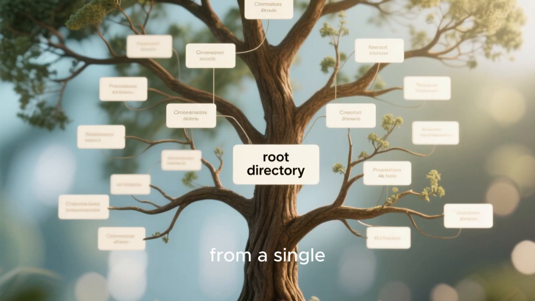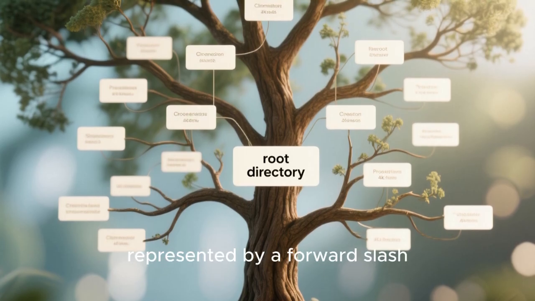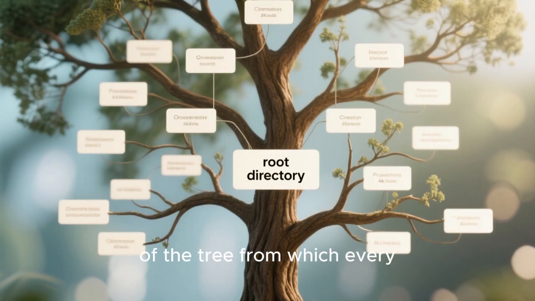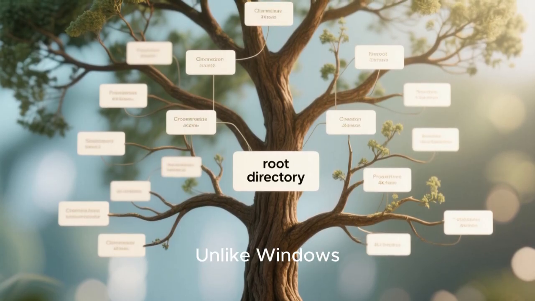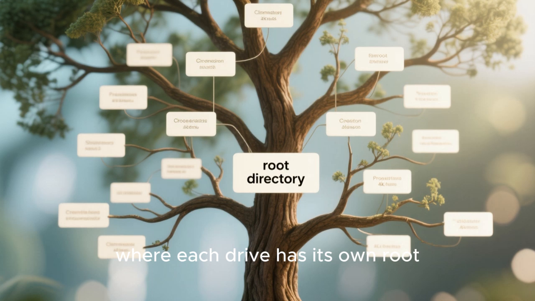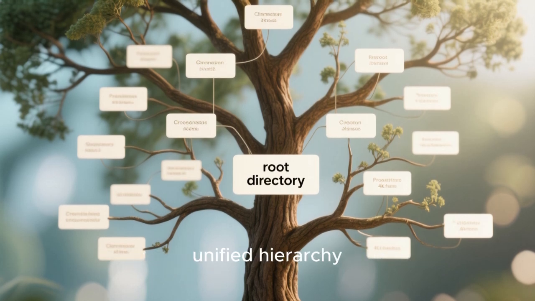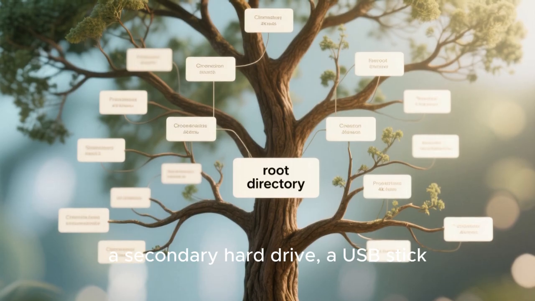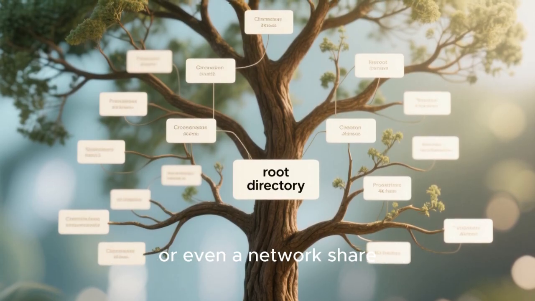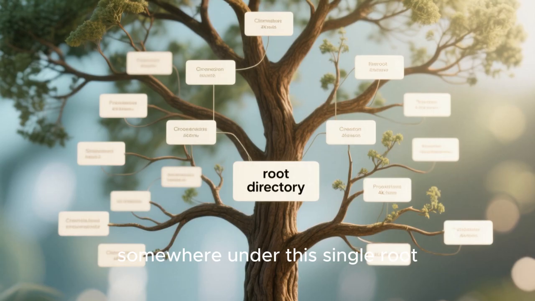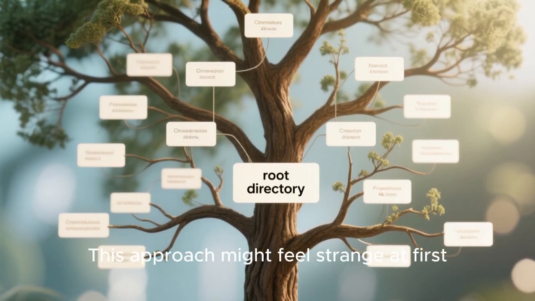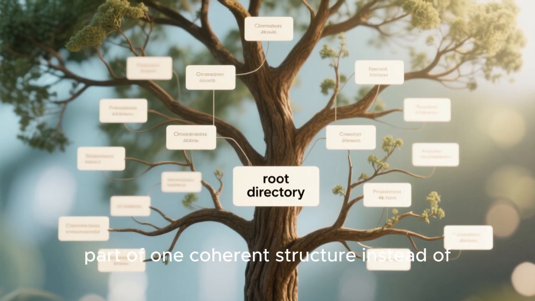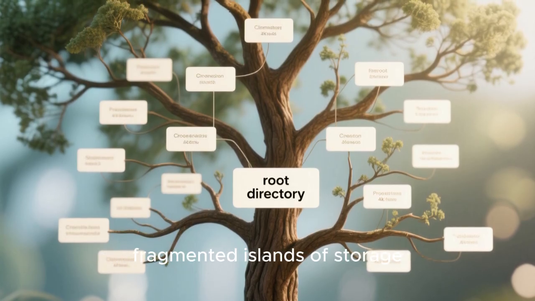Everything in Linux starts from a single point called the root directory, represented by a /. This is the top of the entire system, the beginning of the tree from which every other file and folder grows. Unlike Windows, where each drive has its own root, Linux treats all storage as part of one unified hierarchy. Whether it's your main SSD, a secondary hard drive, a USB stick, or even a network share, everything eventually appears somewhere under this single root. This approach might feel strange at first, but it's incredibly powerful because it means the system sees all data as part of one coherent structure instead of fragmented islands of storage.